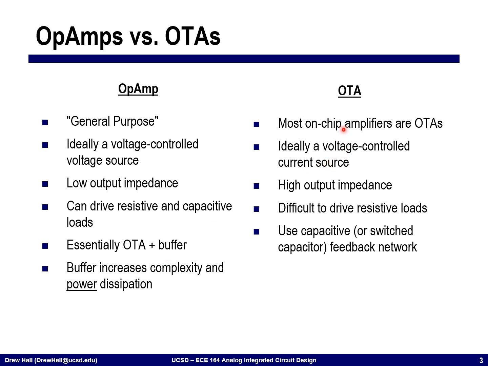OTAs, on the other hand: almost all amplifiers that you're going to find on chip are OTAs. These are better represented by voltage-controlled current sources due to their high output impedance. We typically don't use them to drive resistive loads on chip, as you'll see later in this lecture and in a few lectures as well. We're mostly going to have capacitive networks. These capacitive networks can be in various different forms. They can be in switched capacitor form to mimic resistors, but fundamentally they are not resistive in nature. They are capacitive.